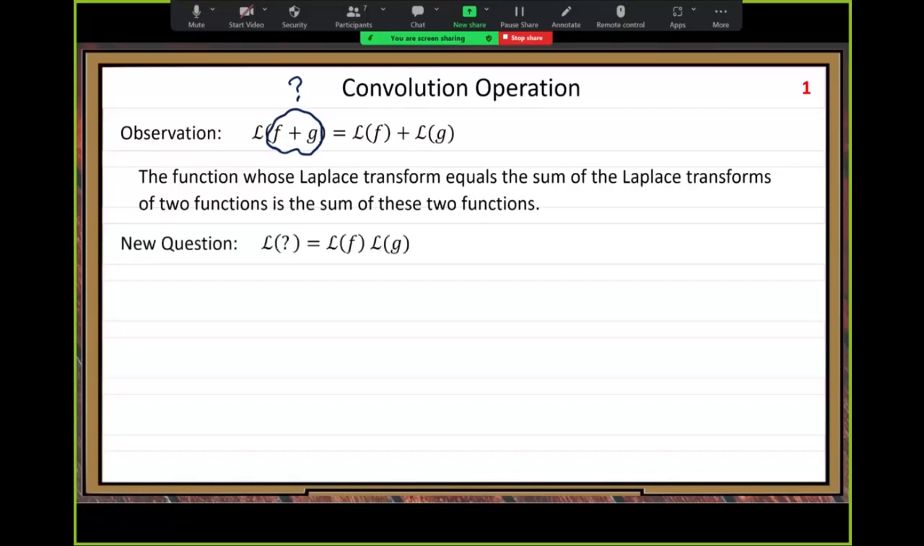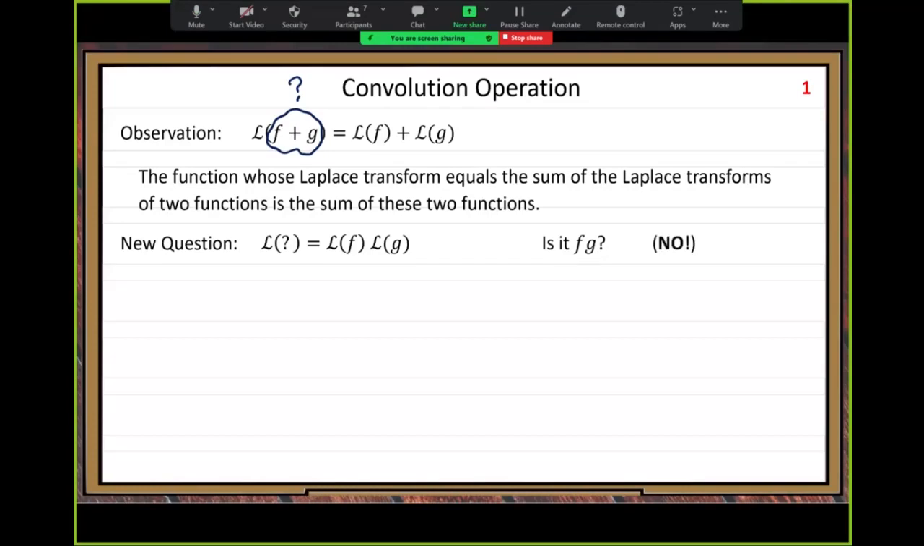New question: the Laplace transform of a new function, which we don't know. But the result we know: it's the product of the Laplace transforms of two functions. We follow that pattern, but change from sum to product. Can we get something new? Researchers frequently try to discover new things this way. First, because you want to guess, is it the product of the original two functions f and g? By analogy, since many people apply analogy frequently in logical reasoning, the first guess is f times g.